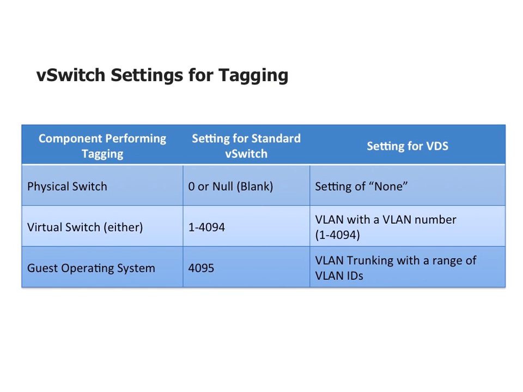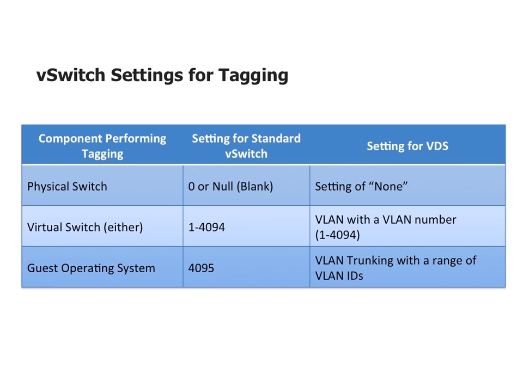And again, here is a kind of a table format. So if the physical switch is doing the tagging, you would set the standard vSwitch for 0 or blank. And for VDS, you set it to what we say is none. For virtual switch, either the distributed or the regular, who's doing the tagging, remember this is the most common, you specify the VLAN that it will be tagged with, and then the VDS is the same way. You set it for what it's tagged. You actually set it for VLAN and then the number.